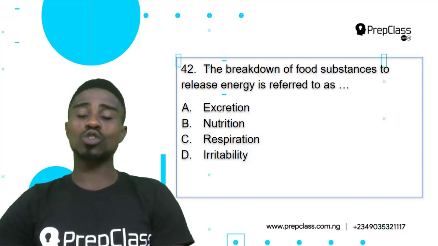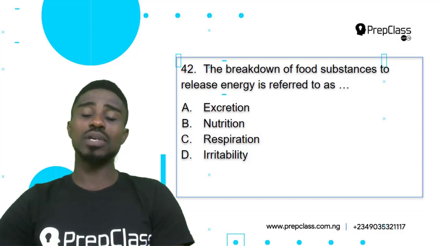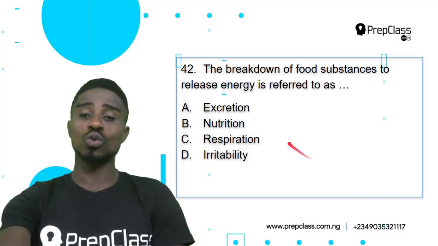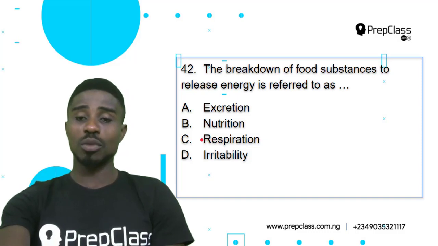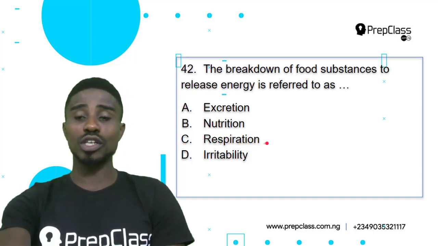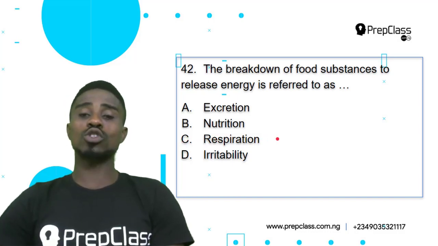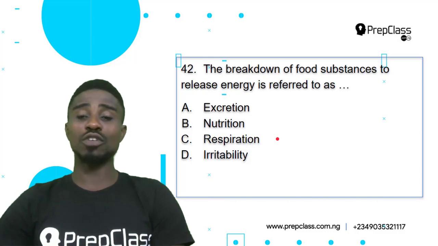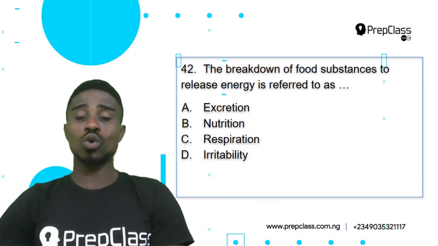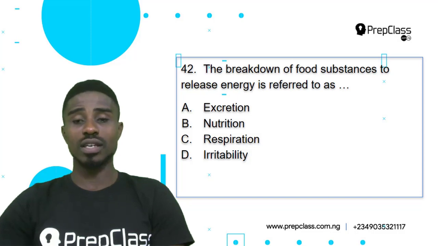Now, for food substance to be broken down to the release of energy, it basically has to do with respiration. Because the end product of respiration has to do with the release of energy. So we are going to be looking at the definition of all of these options. So we'll have a better understanding of all of these options and we'll be convinced of what our answer actually is. Let's check it out.